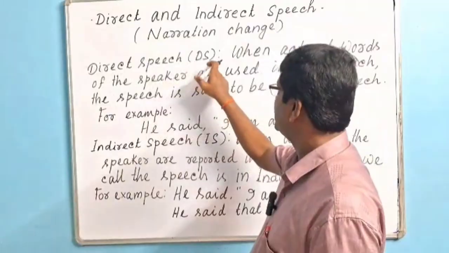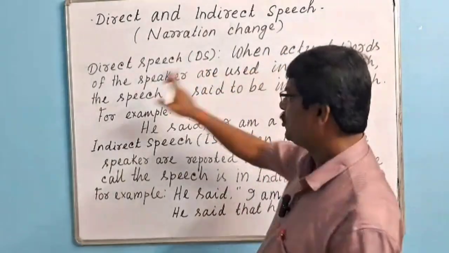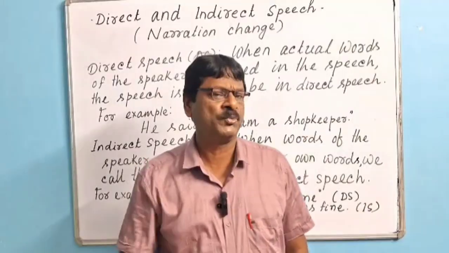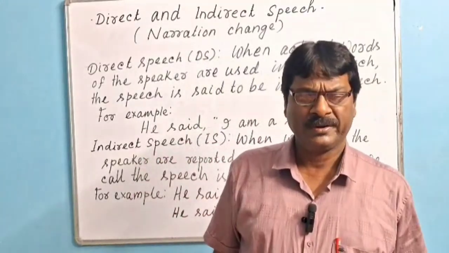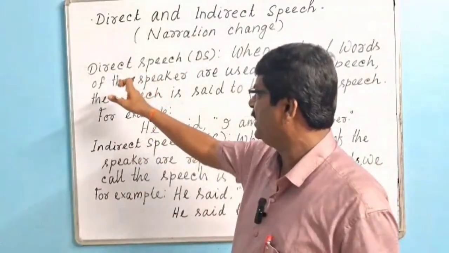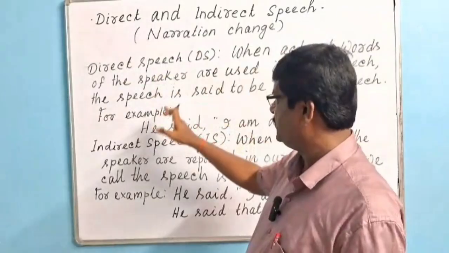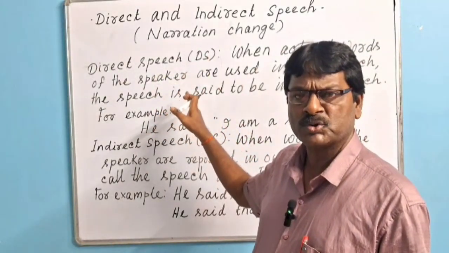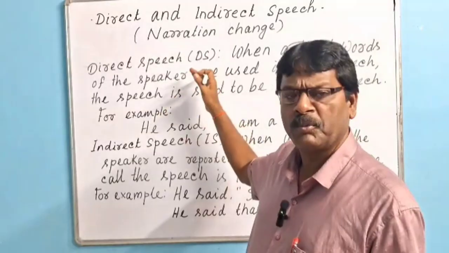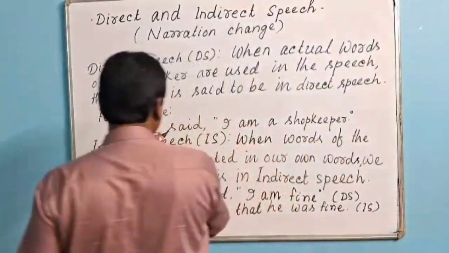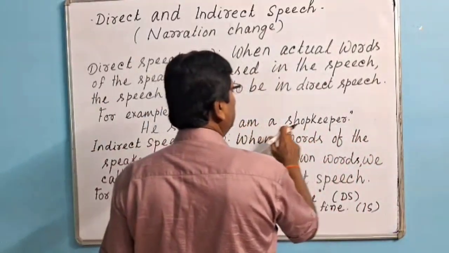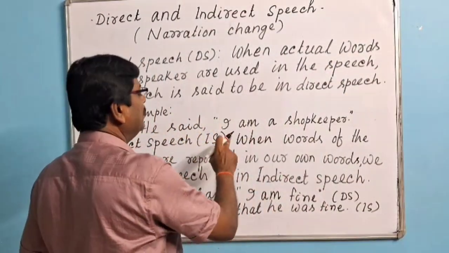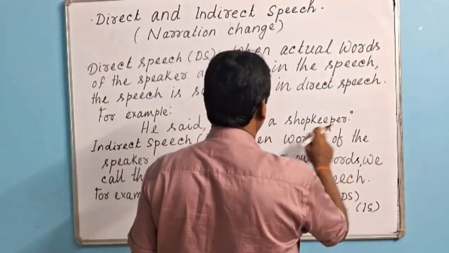Direct speech or DS: when the actual words of the speaker are used in the speech, it is said to be in direct speech. I have already given the definition of direct speech on the board. You pause the video and take it down in your note so that it will be very helpful for you. For example, he said, I am a shopkeeper.